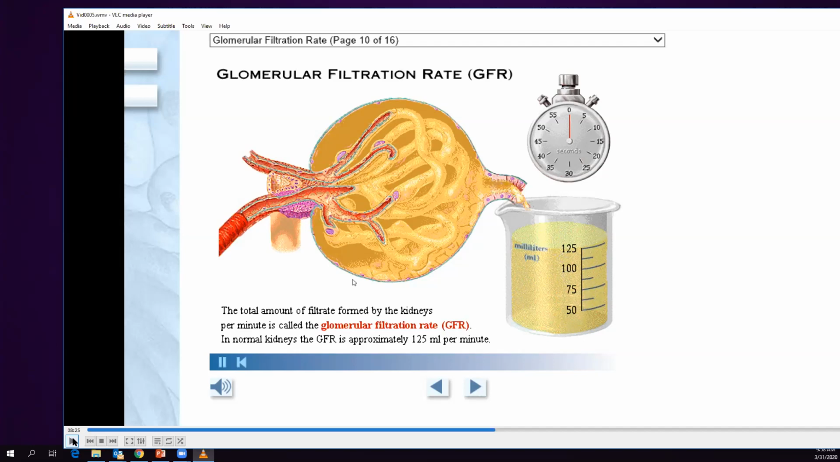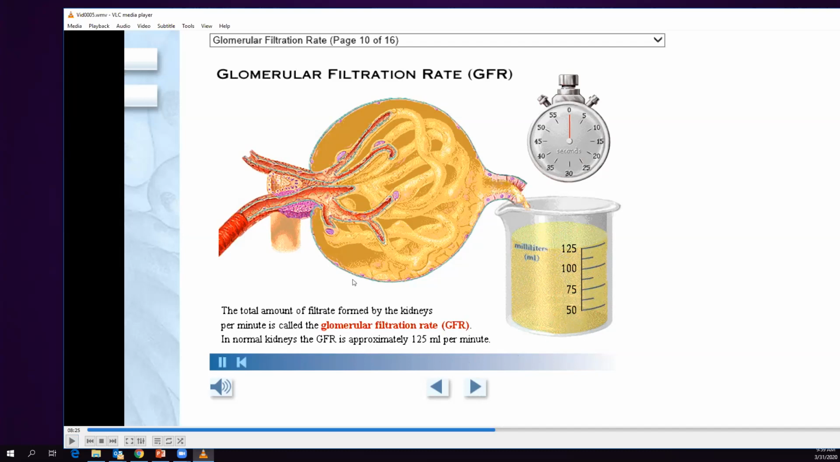And guess what? How much do I reabsorb? 99%. So out of this 125 milliliters per minute, I only excrete a milliliter. Okay, so 99% of everything that I filter gets reabsorbed. So what does that mean?